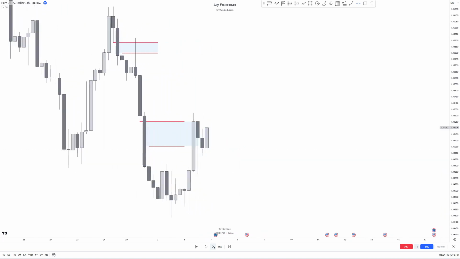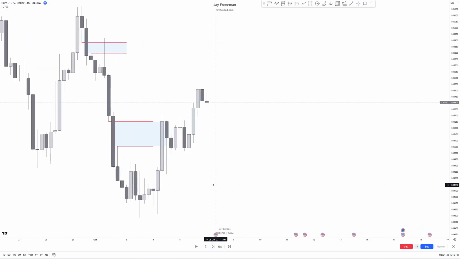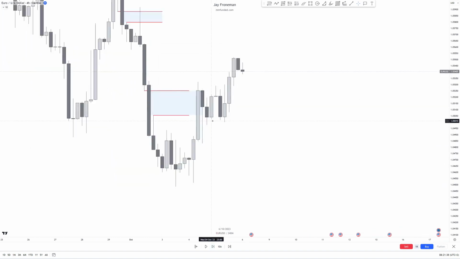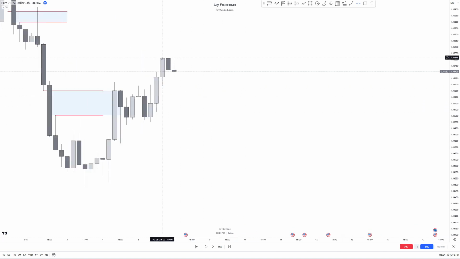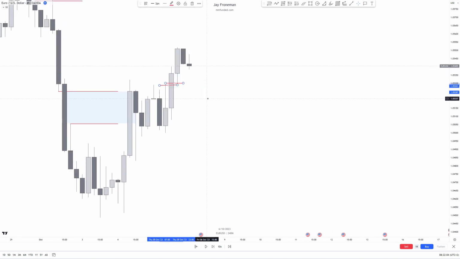Price fulfills that fair value gap and then violates that fair value gap. If we look for the nearest fair value gap, the previous 3 series candles, 1, 2, 3, there is no fair value gap at the moment. Price has just fulfilled this fair value gap. If we look at the previous 3, 1, 2, 3, the high of the first candle and the low of the third candle is overlapping. Therefore, there is no fair value gap here.